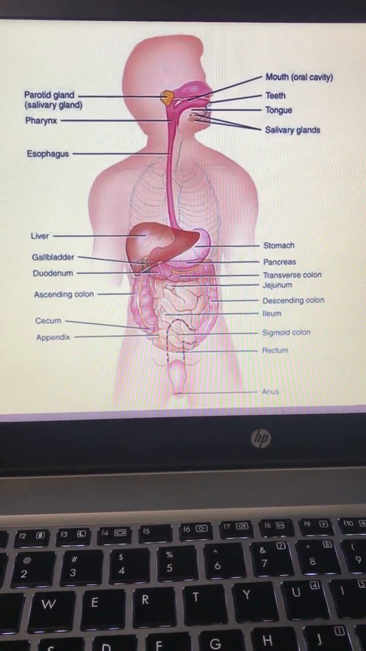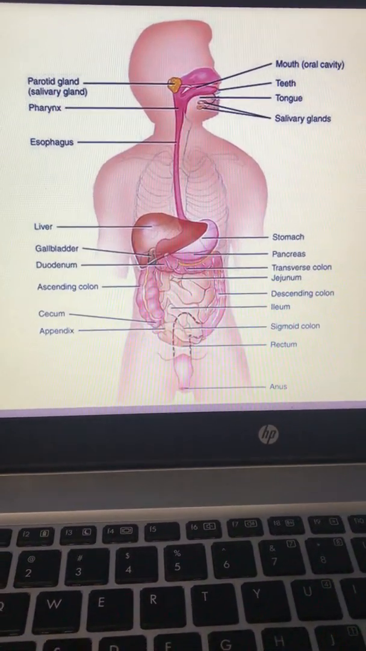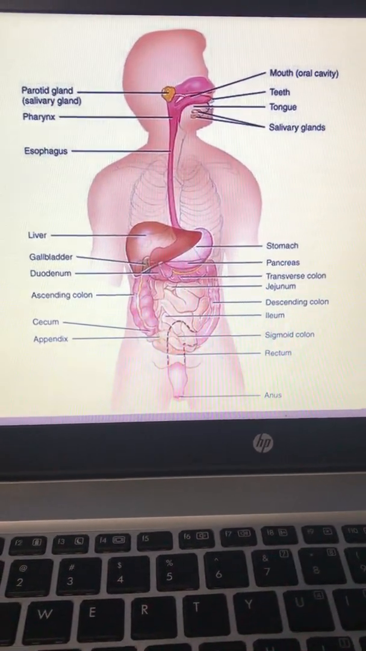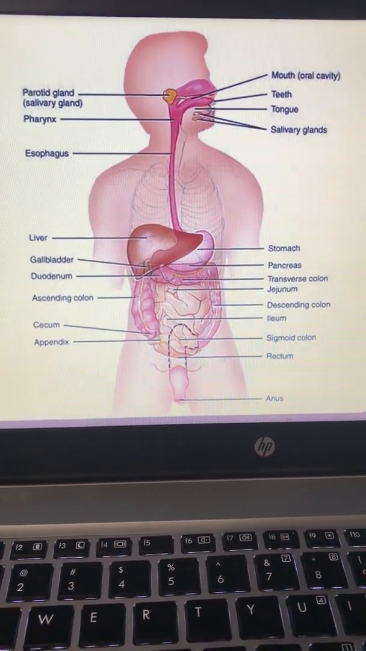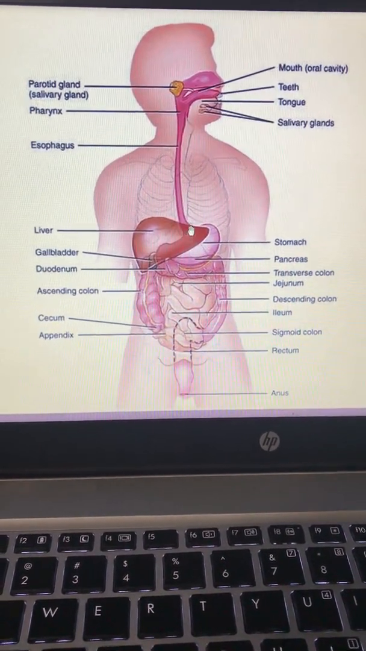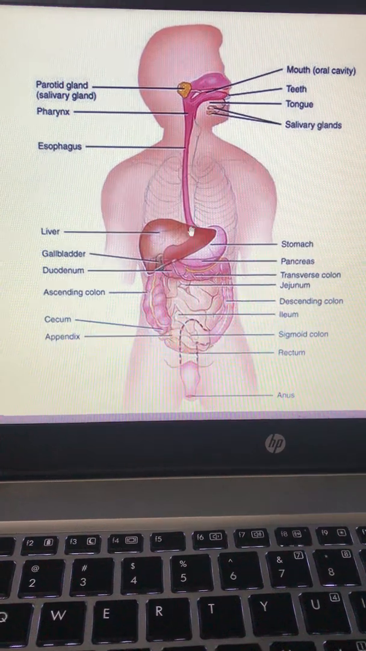The esophagus delivers food to the stomach. Just before the connection to the stomach, there's a zone of high pressure called the lower esophageal sphincter. This is a valve meant to keep food from passing backward into the esophagus. So that sphincter is right here.